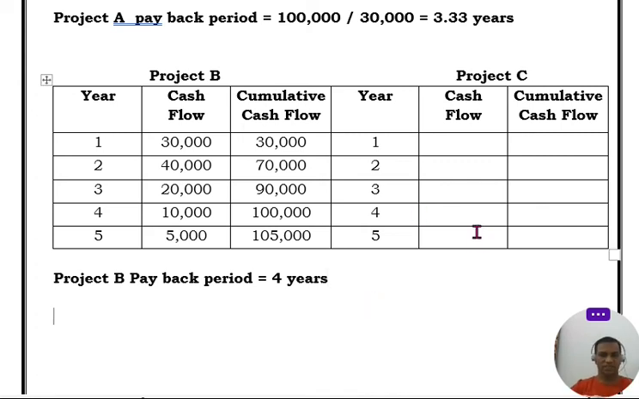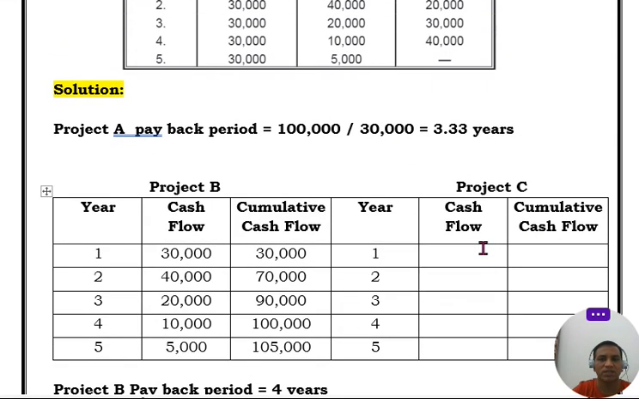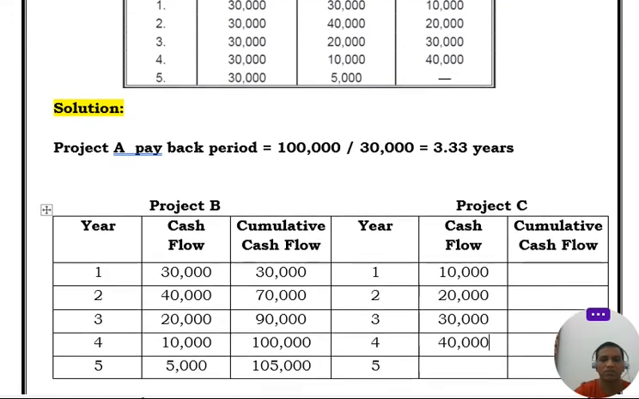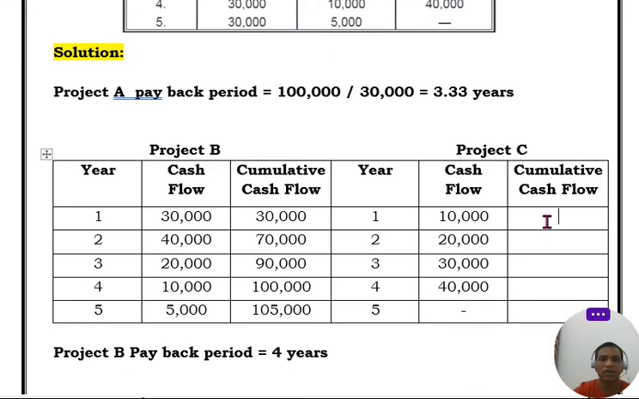Next, come to project C. What about project C? We have cash flows here only for 4 years. 10,000 and 20,000 and 30,000 and 40,000. The fifth year is not there, blank. So calculate the cumulative column. First year the same 10,000, second year year 1 plus year 2, then next year 1, 2, 3 all plus, and next year 1, 2, 3, 4 all plus.